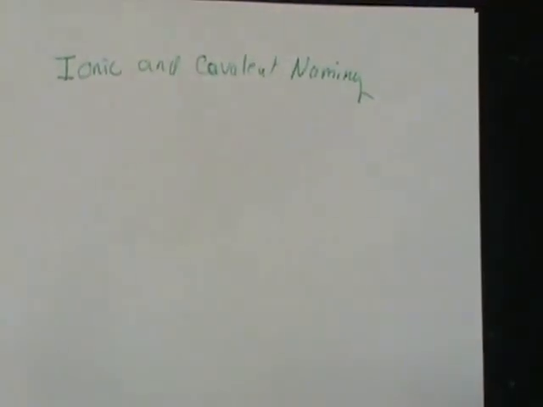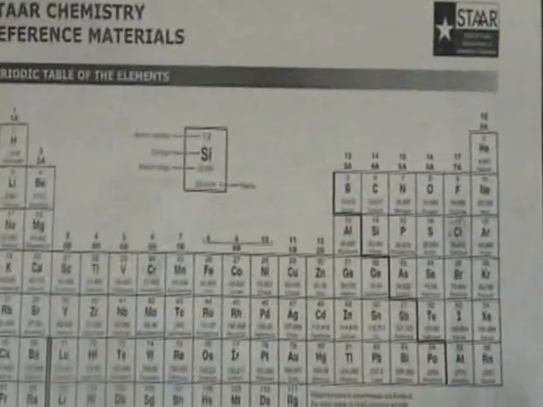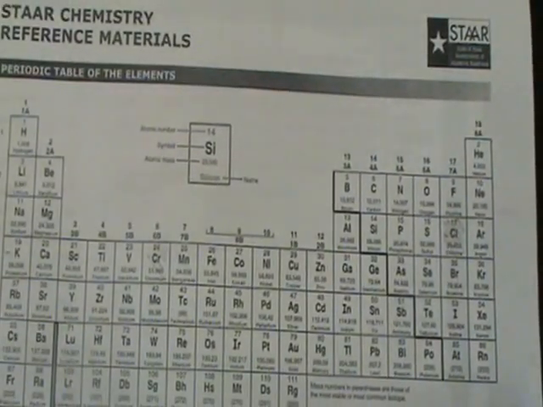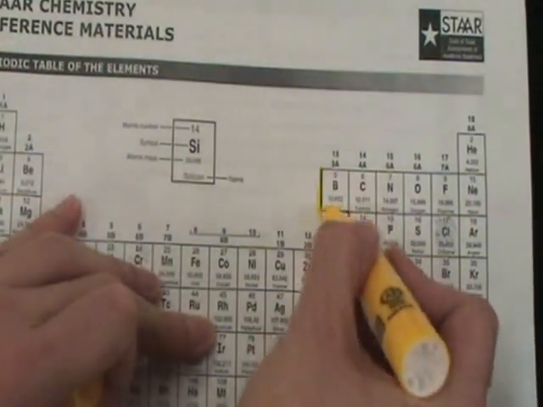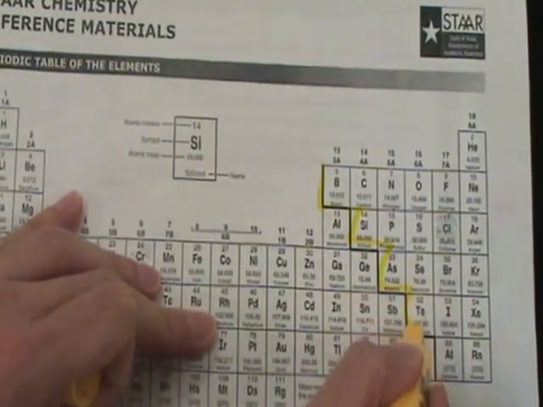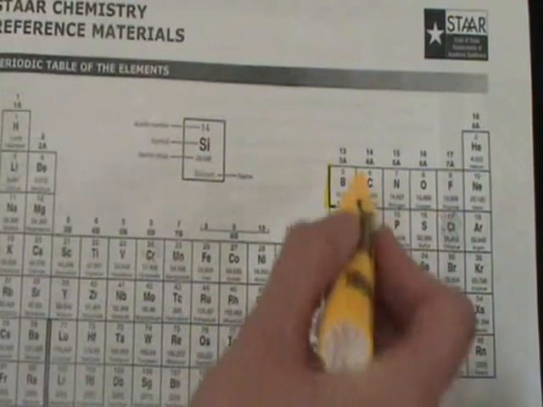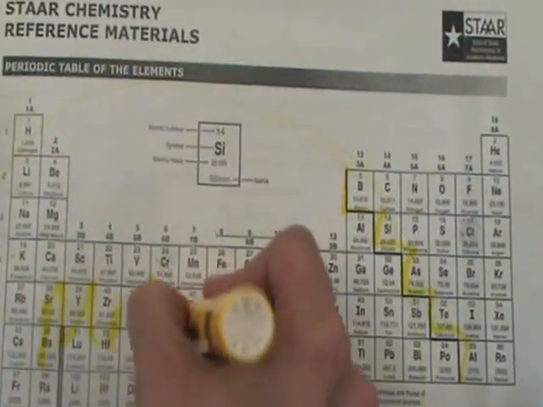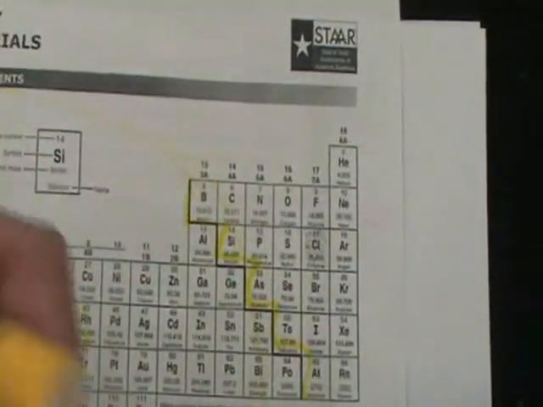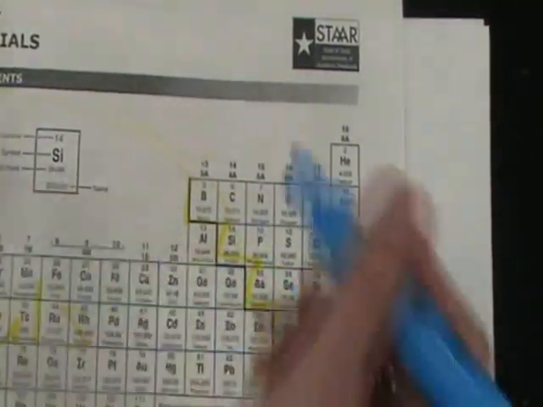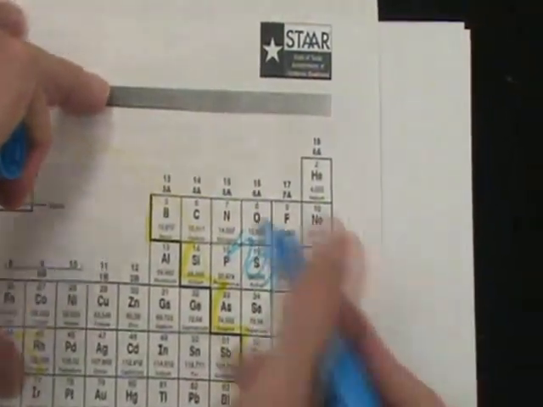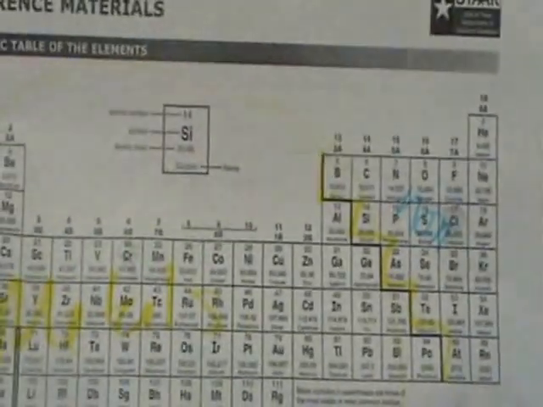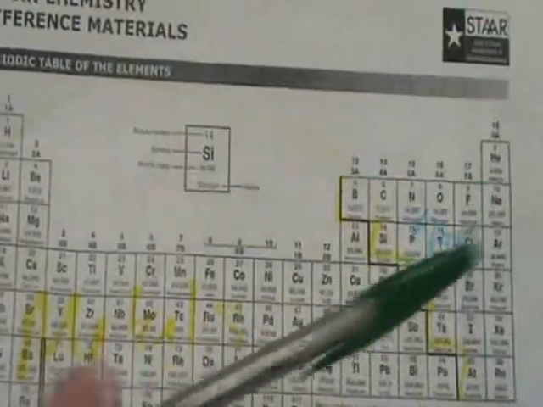Alright, so the first thing we need to do is look at the periodic table. When you look at your periodic table, what you need to remember is you've got this stair step right here, and this is going to separate, for the most part, all of these guys over here. These are all your metals. And everybody over here, these are your nonmetals. So remember, your metals are here, your nonmetals are there.